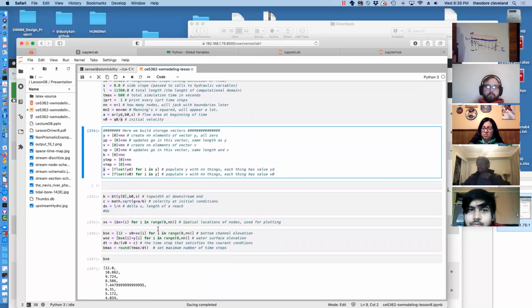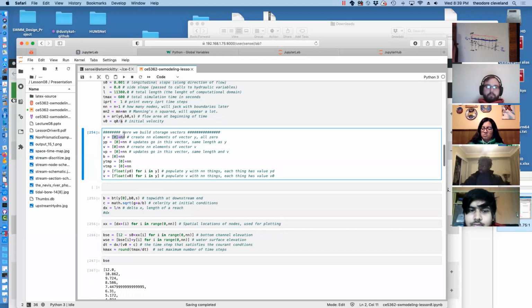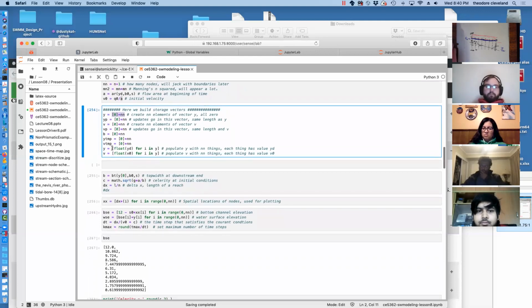So let's see what else there is to comment on. If you're new to this particular scripting language, this is a pretty cool structure. What that does is it's going to create a list of zero, and there's going to be nn of them. So the listing syntax times nn creates nn elements of a vector y. They're all zeros. And then this is something called an implied constructor loop.